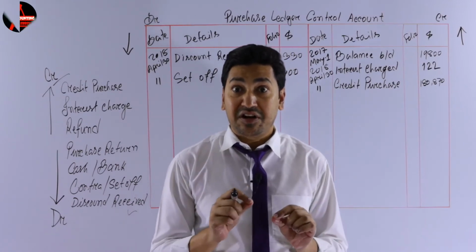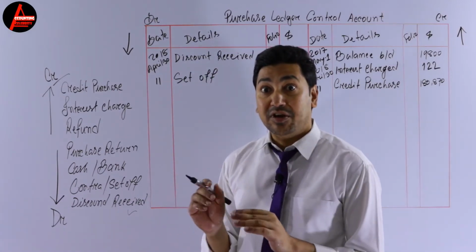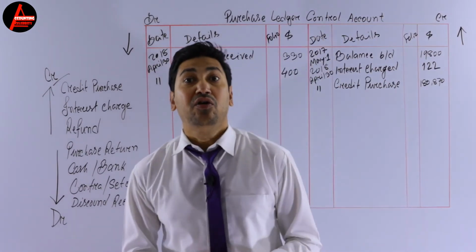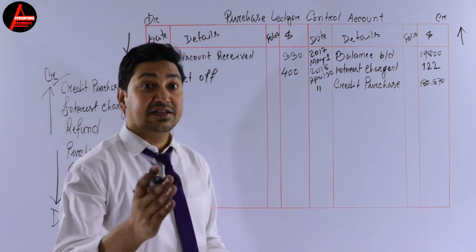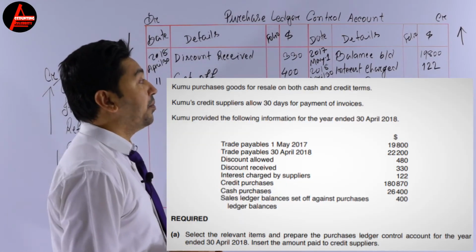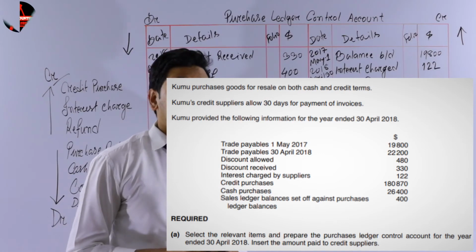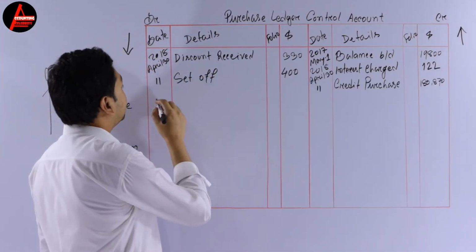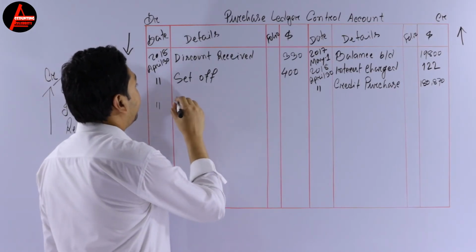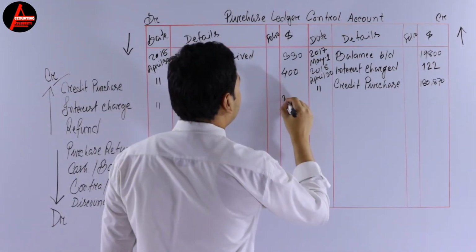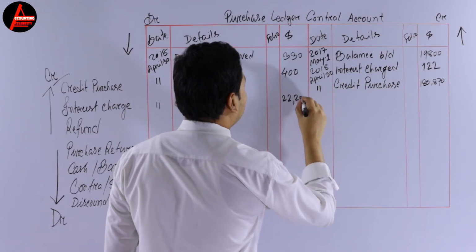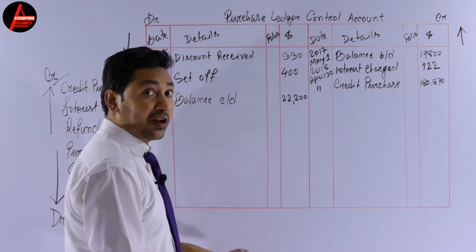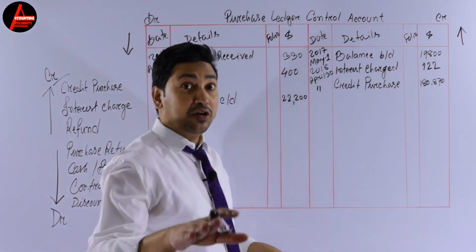Okay, so you need to understand, you need to pay full attention because you don't know what type of questions you will get. So here now we have to write balance CD, which is given here already. Balance CD will come in the debit side of purchase ledger control account. Don't forget. So let us write here same date April 30 balance, $22,200.